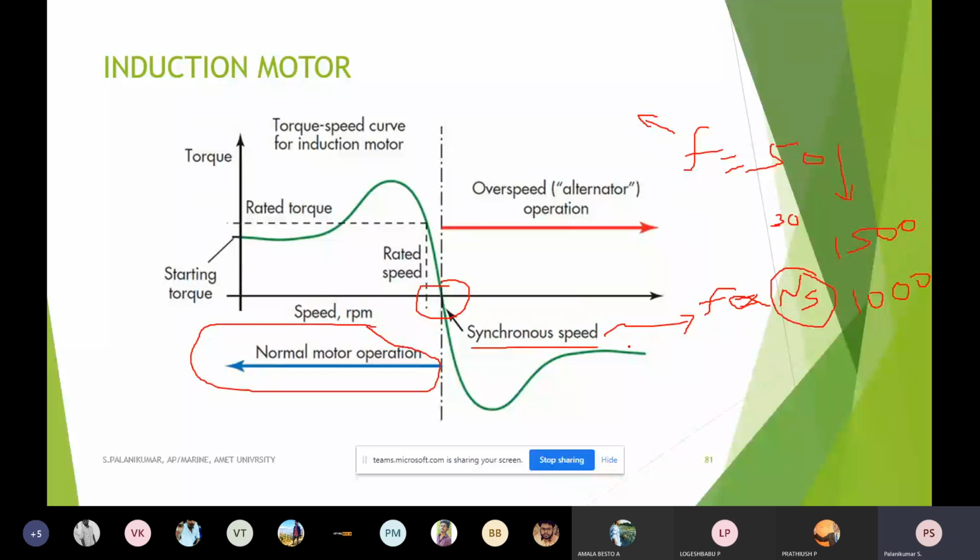Now the motor is running and producing propulsion power at 1500 rpm. I am making a sudden change, switching from a frequency of 50 hertz to 30 hertz by means of a proper inverter arrangement.